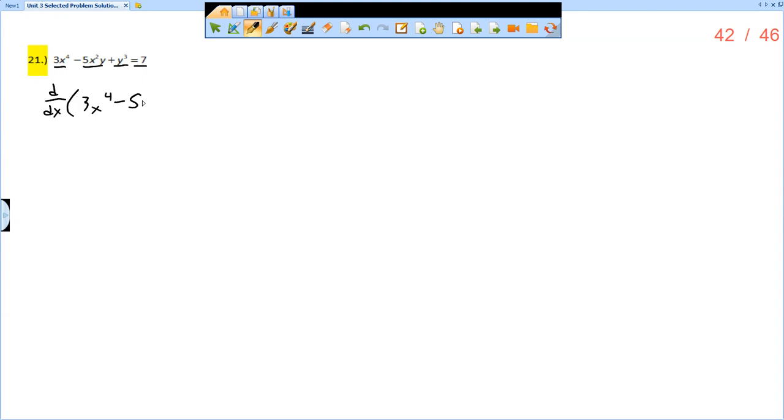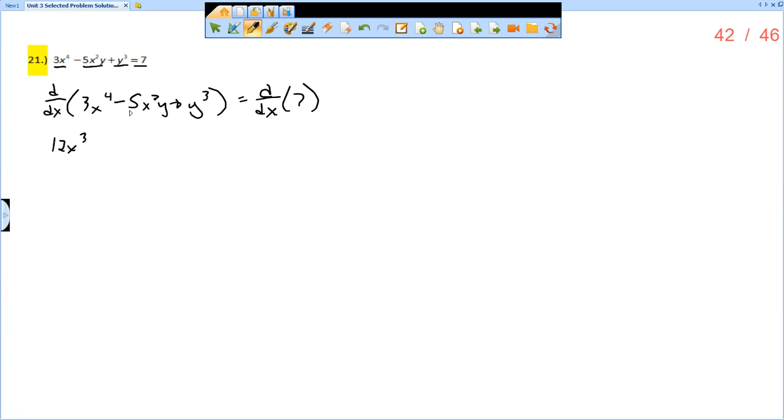So 3x to the fourth minus 5x squared y plus y cubed. And then the derivative with respect to x of the right side, 7. All right, so take the derivative of 3x to the fourth with respect to x, so that would be 12x cubed. And then remember, times dx, but we tend not to write that.